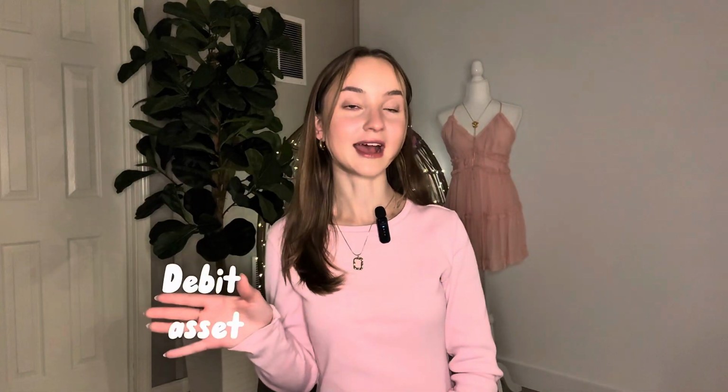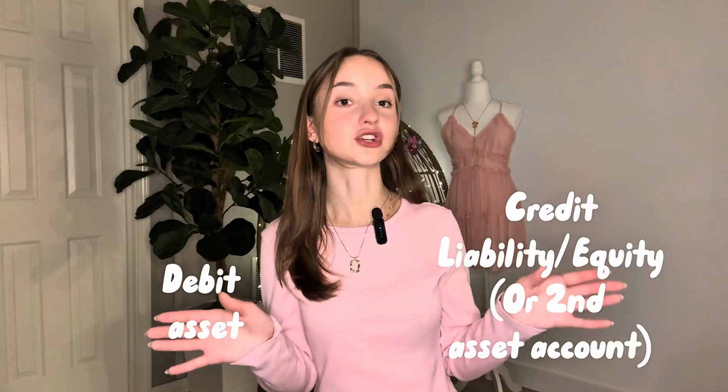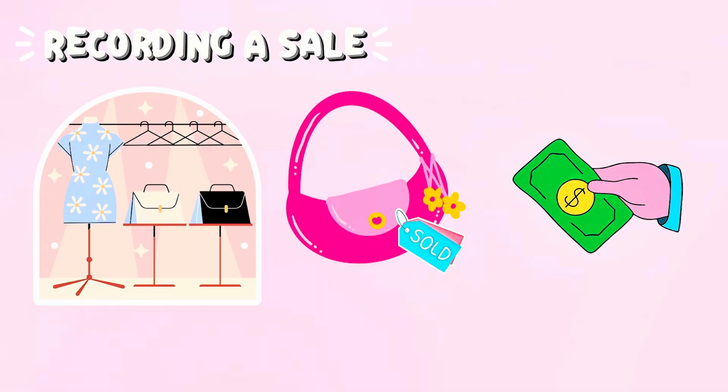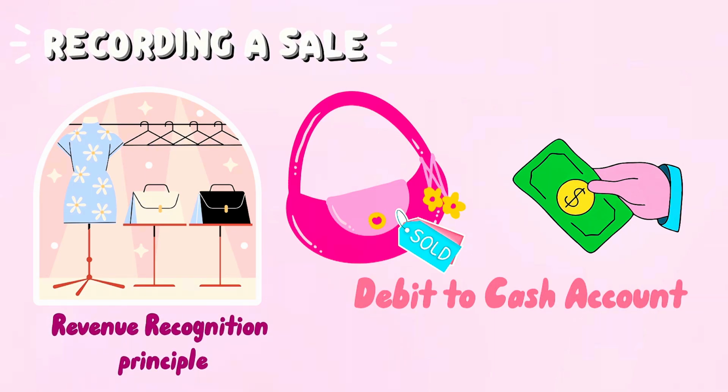If I debit an asset account, then I need to credit an account on my liabilities or my equity to make sure everything equals out. Take, for example, a sale at my boutique. A customer bought a handbag from me and paid cash. My cash account will increase with the debit because I just made money. But then what do I credit? Those principles we reviewed in the last video come into play here.